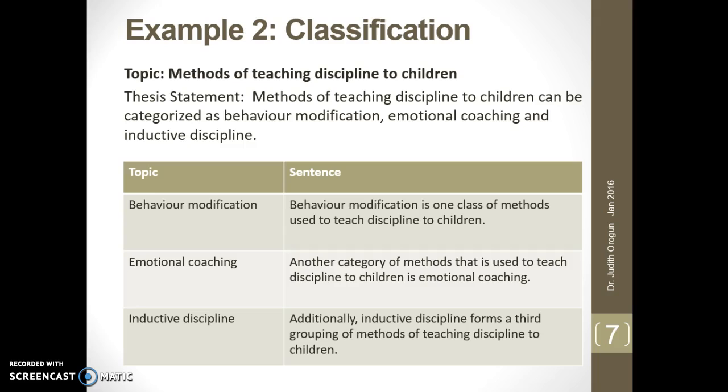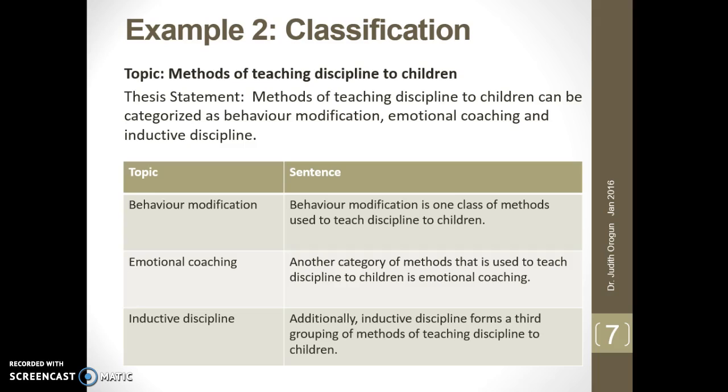Also, in this example, you have 3 main ideas. In the previous one, we had 4. Technically speaking, to write a good essay, you will have to have 3 or 4 main ideas for you to develop a full-bodied academic essay. So in this instance, the first idea is behavior modification, and the sentence is: behavior modification is one class of methods used to teach discipline to children. The second idea is emotional coaching, and the sentence is: another category of methods that is used to teach discipline to children is emotional coaching.